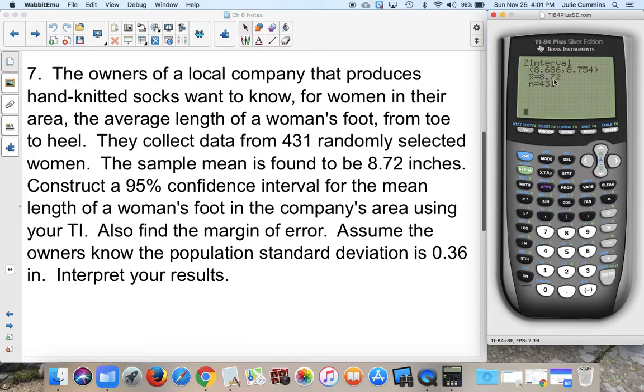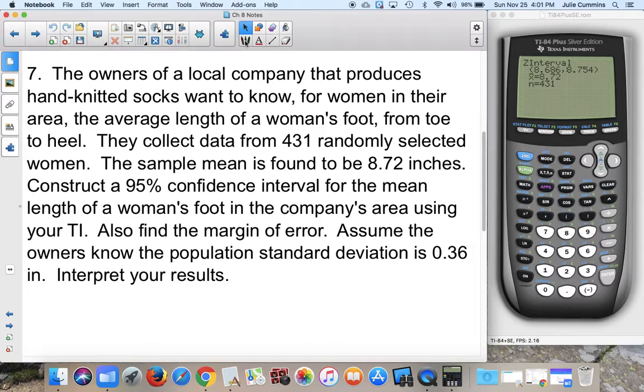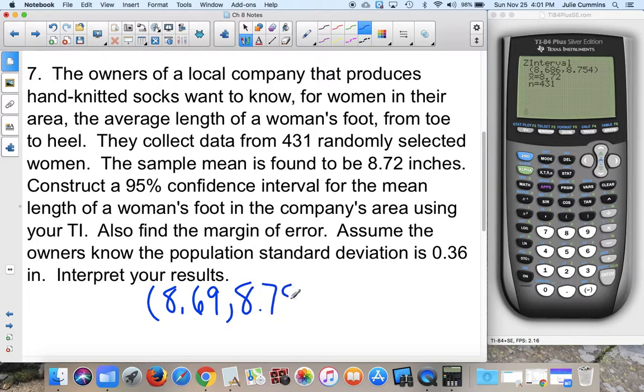And here it is. Right here, they give us the interval for that. So we'll write that down over here. So our interval is 8... our rounding rule is the same as the standard deviation. So 8.69 to 8.75. Okay, and again, you don't automatically do just what your calculator does as far as rounding. Make sure you're using the rules we were talking about yesterday. We want to use the same number of decimal places as your standard deviation.